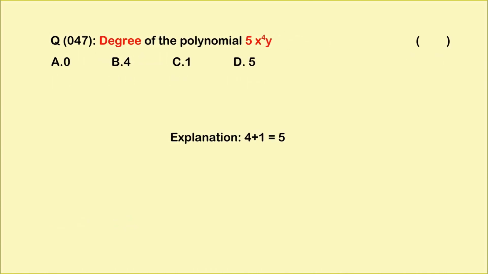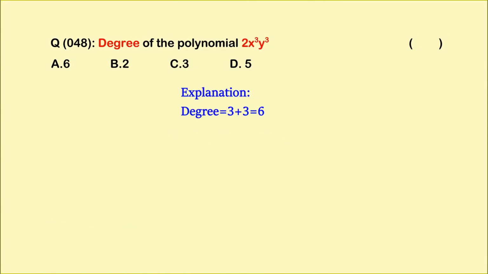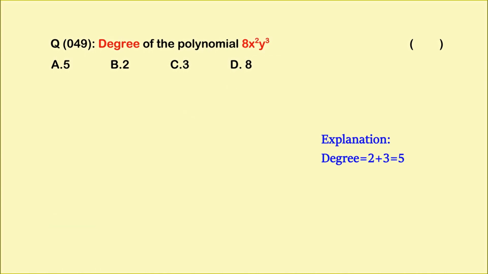Question number 47. Degree of the polynomial 5x to the power of 4 into y. 5x to the power of 4 into y is a single term. So it has degree as the exponent of x plus the exponent of y. So we will get 4 plus 1. So the right answer is 5. So option D is the right answer. Question number 48. Degree of the polynomial 2 into x to the power of 3 into y to the power of 3. By adding the powers of x and y, we will get 6. So the right answer is A. Question number 49. Degree of the polynomial 8x square y cube. By adding both the powers 2 plus 3, we will get 5. So the right answer is A.